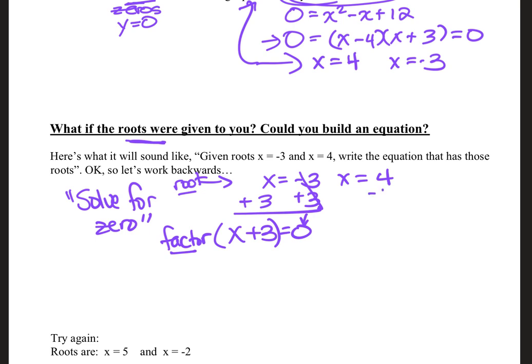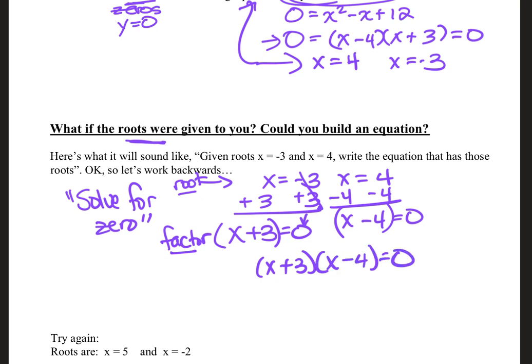Same thing with this one. I would subtract 4 and bring it over, and I have x minus 4 equals 0. Now this is a factor. Okay, so these two factors are going to give me the equation that I want.